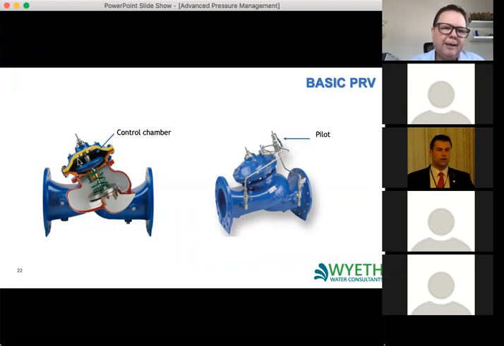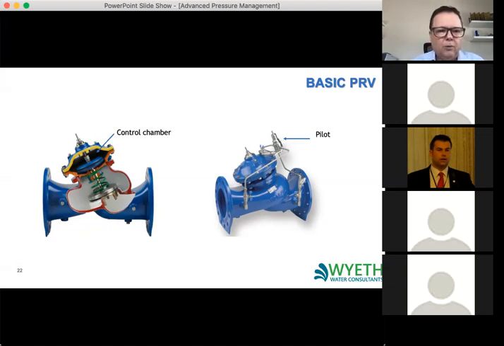So by adjusting pressure in this control chamber, we can actually open and close or modulate this PRV to allow water to flow through. And what's happening is that as water flows through, it's creating a head loss, depending on how much the valve is throttled open or closed.